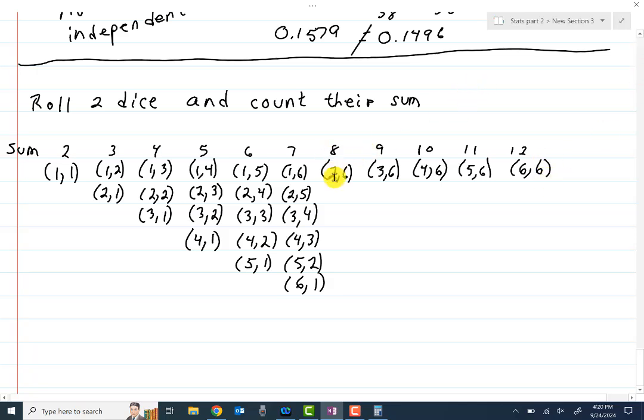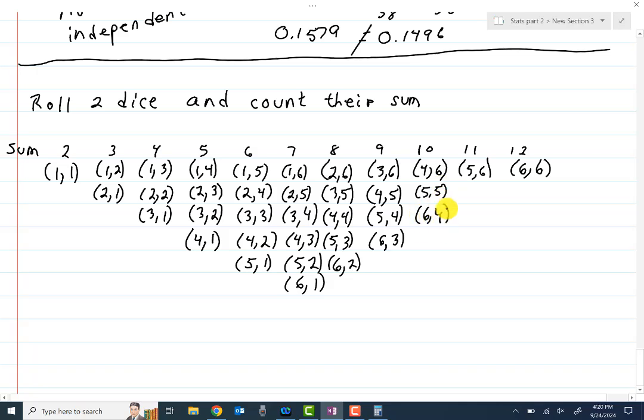But now let me write down all the ways that I can get an 8. I can do a 3 and a 5, I can do a 4 and a 4, I can do 5, 3, and 6, 2. Go over here: 3, 6, 4, 5, 5, 4, 6, 3. To get a 10: 4, 6, 5, 5, or 6, 4. An 11, there's only 2 ways to do that. And then a 12, you get a 6 and a 6. I have some questions and an example that I want to work.